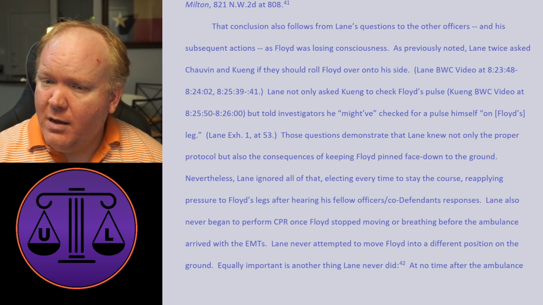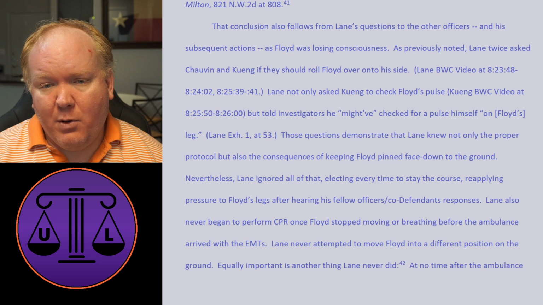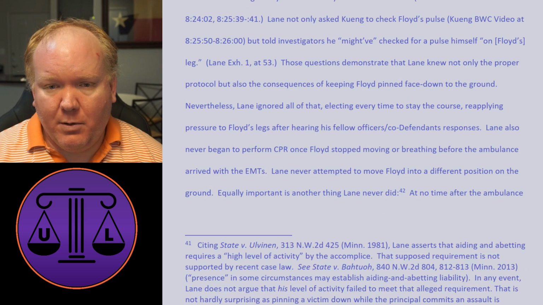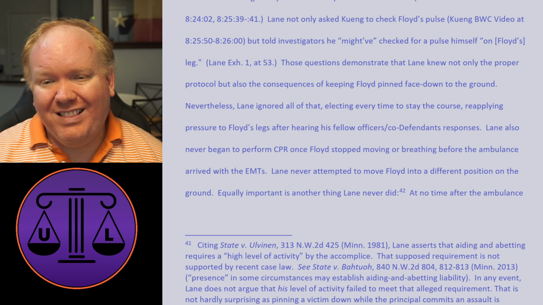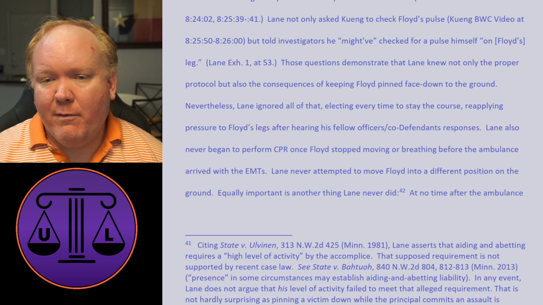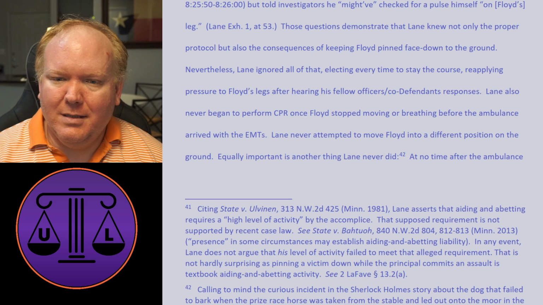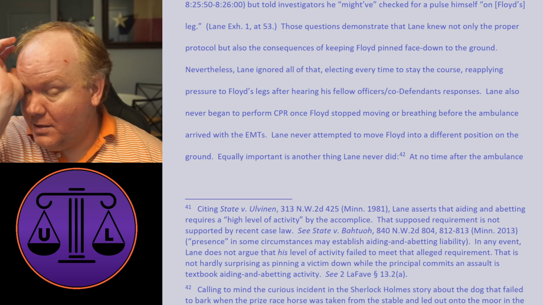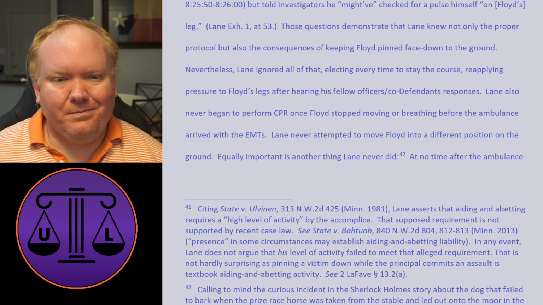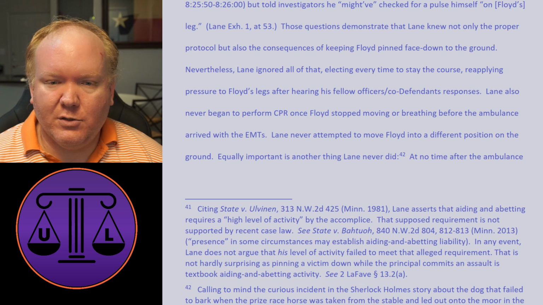As previously noted, Lane twice asked if they should roll him over on his side. Lane not only asked Kueng to check the pulse, but also told investigators he might check the pulse himself. Those questions demonstrate Lane knew not only the proper protocol, but also the consequences of keeping him face down on the ground. Nevertheless, Lane ignored all that, deferring to his other officers and reapplying pressure on the legs after hearing the other officers' responses.